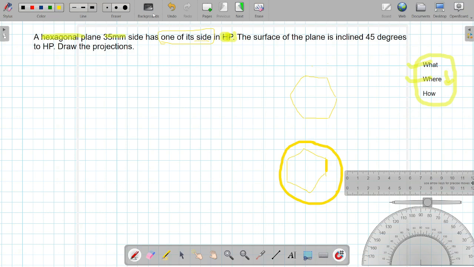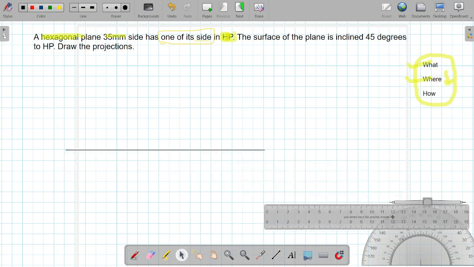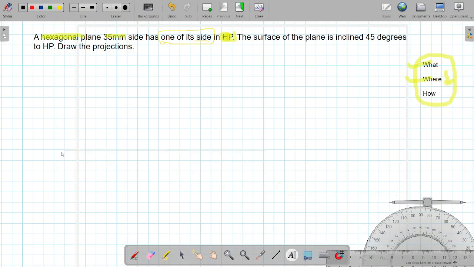So now after this, let us start with the construction part. First we will draw the reference line. I will name this reference line XX. Now as we have discussed, we will be starting with the hexagon, and it will be started from down such that one of the sides will be in HP. That means that side will be on the right hand side. So let us start constructing the hexagon now.